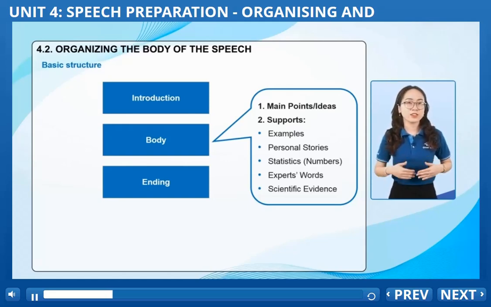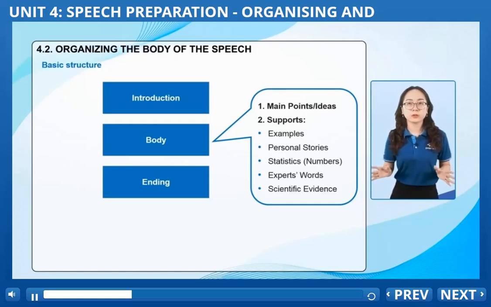So let's turn to the supporting ideas, or we call luận cứ. Good speeches are not composed of hot air and generalizations. They need strong supporting materials to bolster the speaker's point of view. The skillful use of supporting materials often makes the difference between a poor speech and a good one.